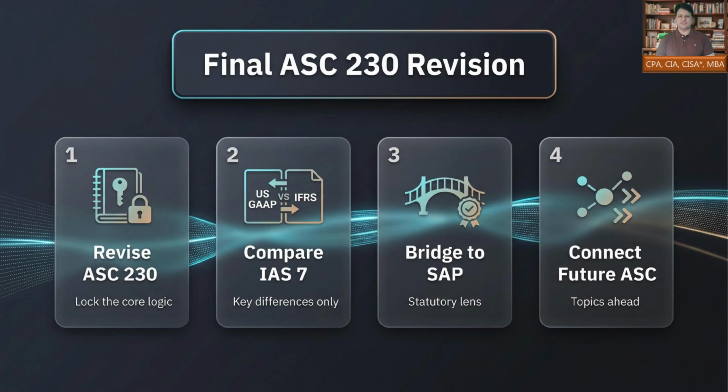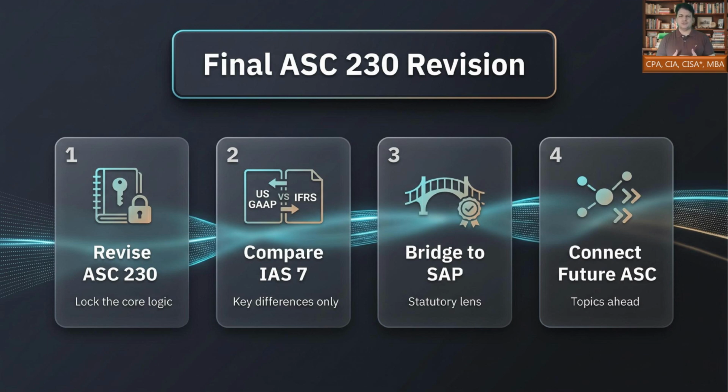In this final ASC 230 episode, we are going to revise the full statement of cash flows topic, connect it with IAS 7 under IFRS, introduce the SAP statutory accounting bridge, and then link ASC 230 to future US GAAP topics. This is the closing map for the whole ASC 230 series.